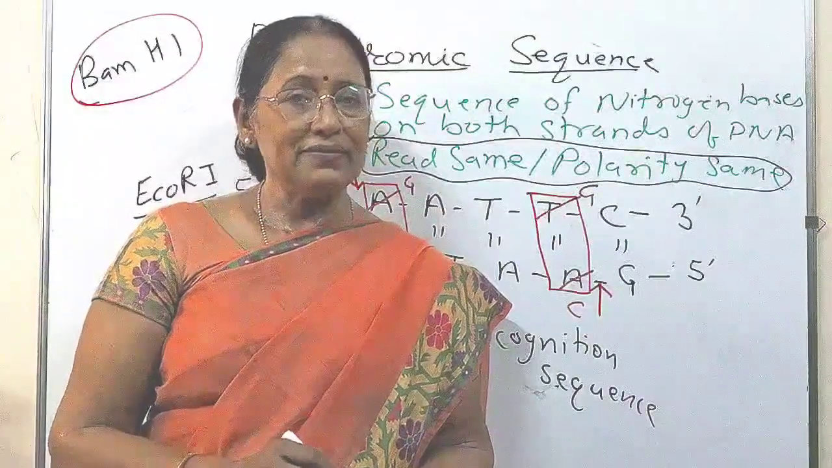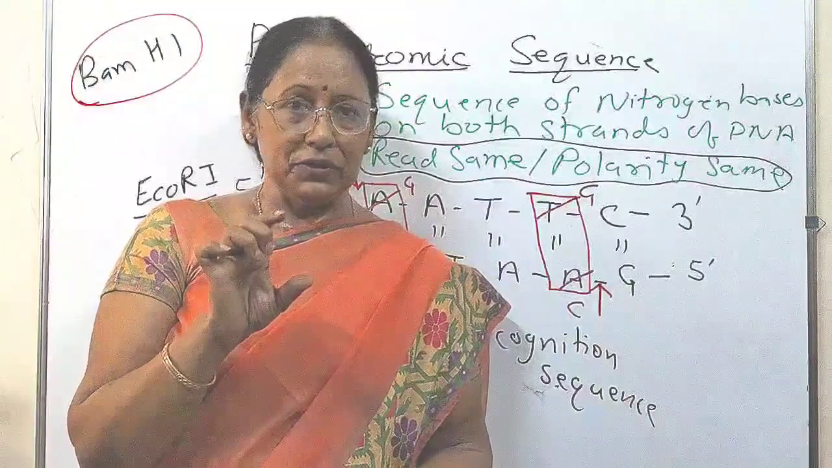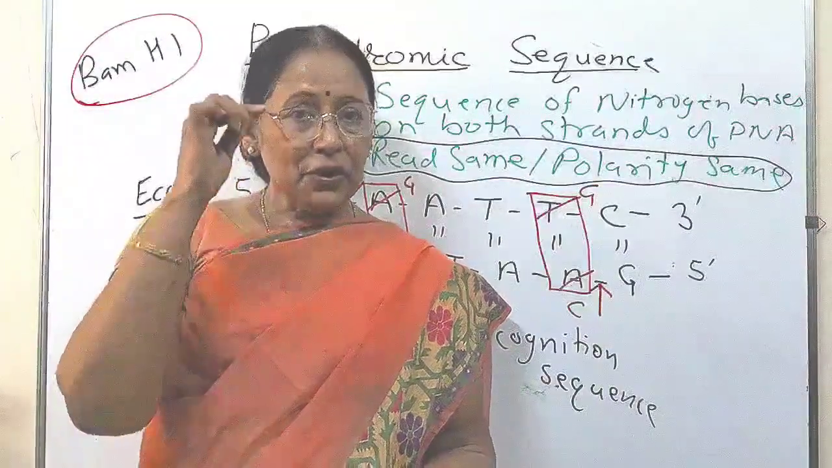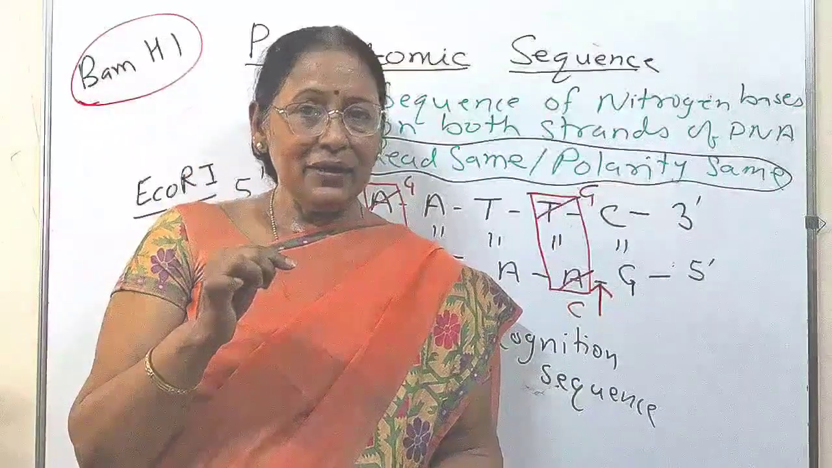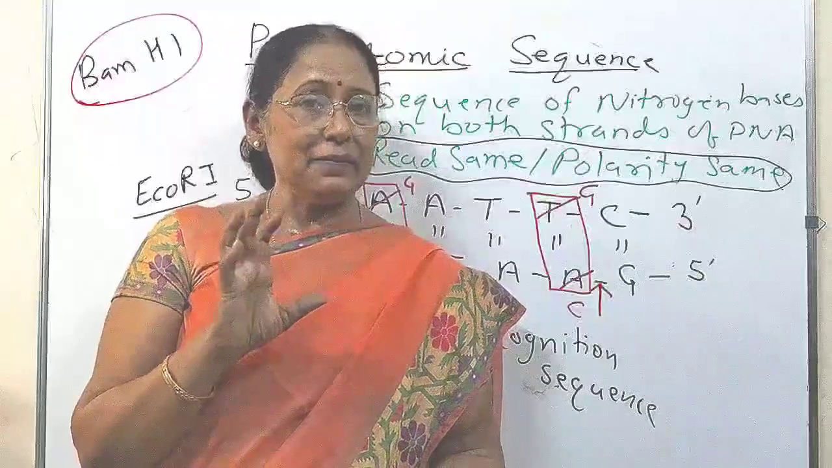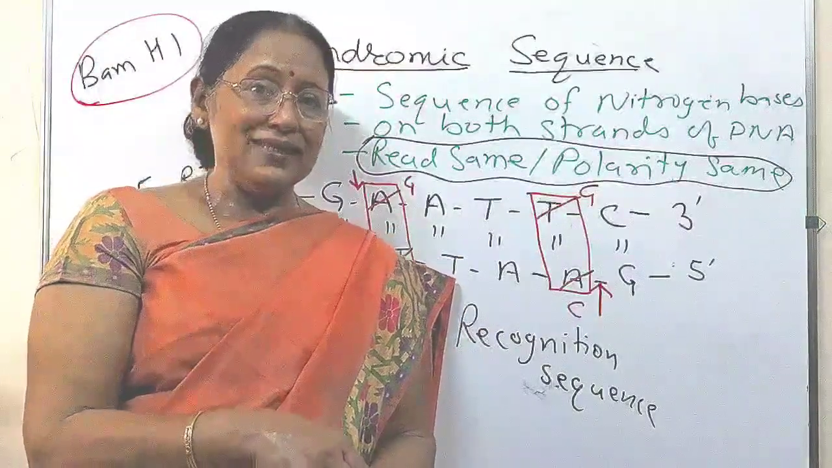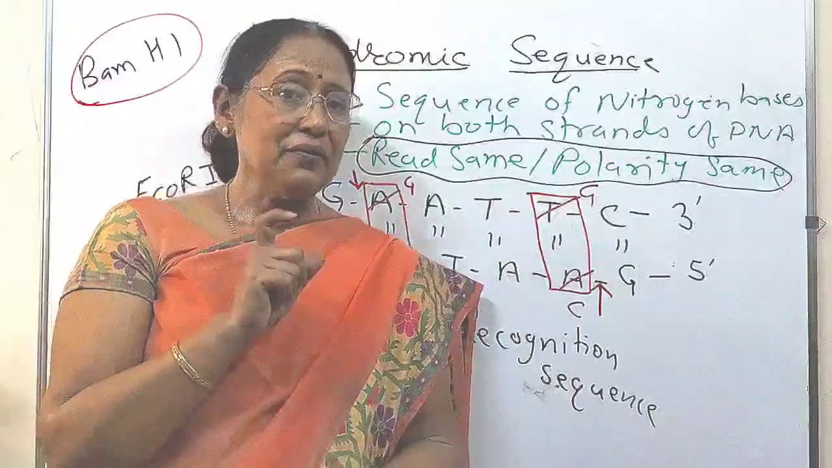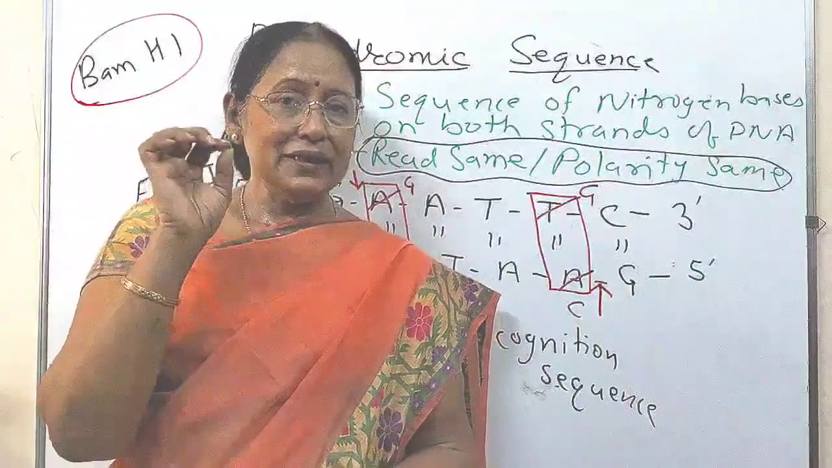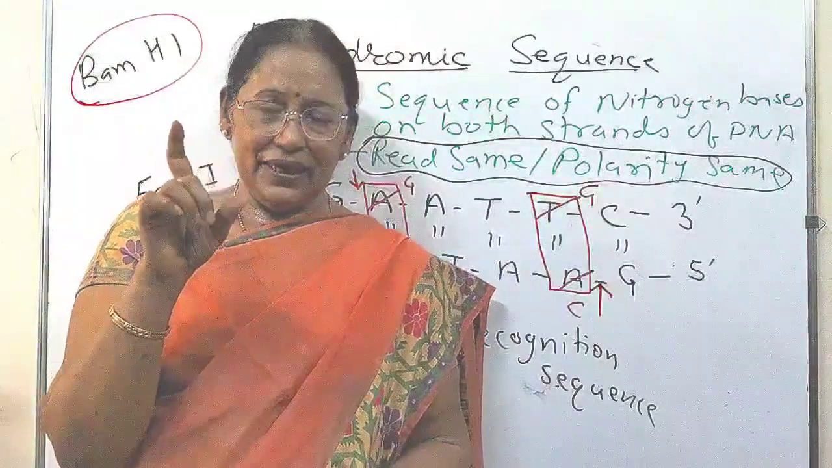So what points you have seen? That a palindromic sequence is the sequence of nitrogen bases on both strands of DNA which read the same when the polarity is kept the same. In the next video, we will find out what are sticky ends and why we need the same restriction enzyme to cut the vector DNA as well as the foreign DNA.